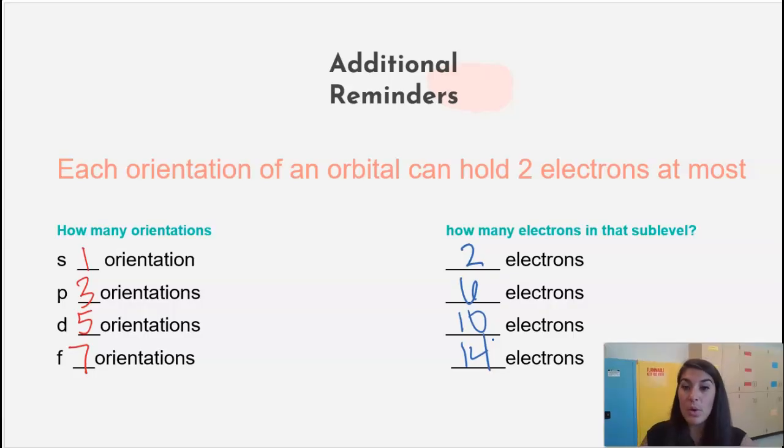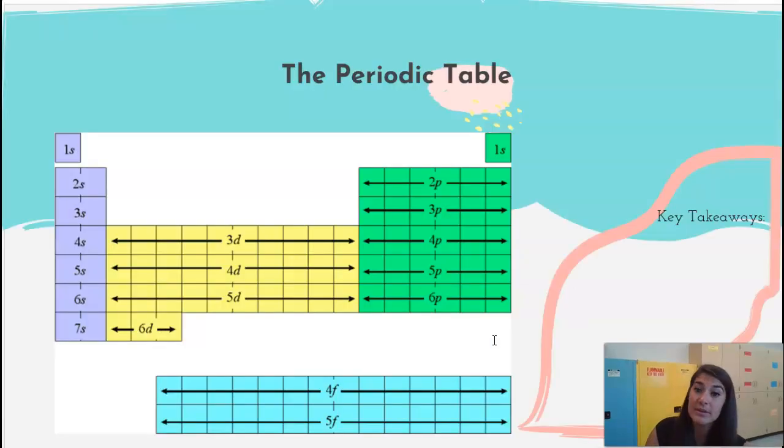Okay. So the periodic table is pretty magical. It follows this idea of the orientations, how many electrons are in that sublevel, and the energy levels 1 through 7. So let's take a look. For example, 1, 2, 3, 4, 5, 6, 7. You see that going down on the left. Your energy level corresponds to your row. Takeaway number 1.